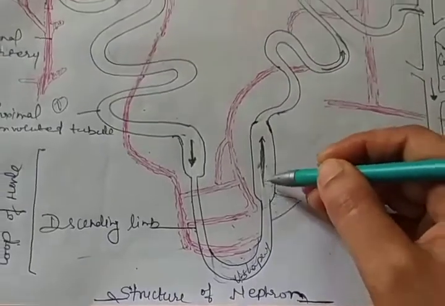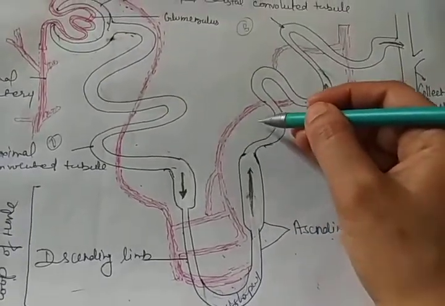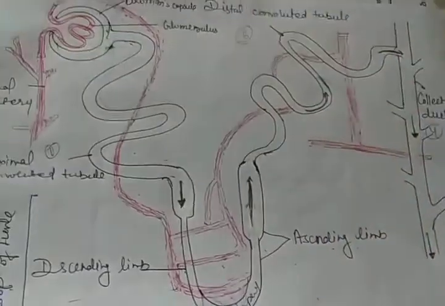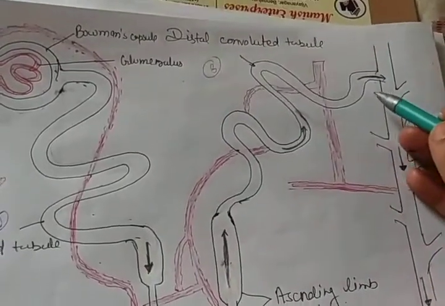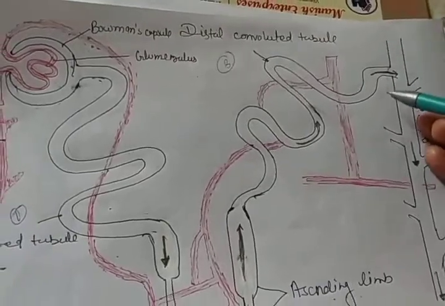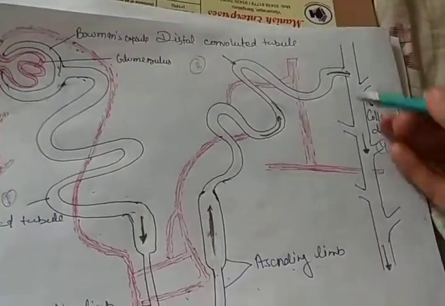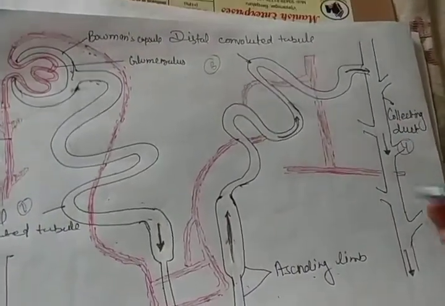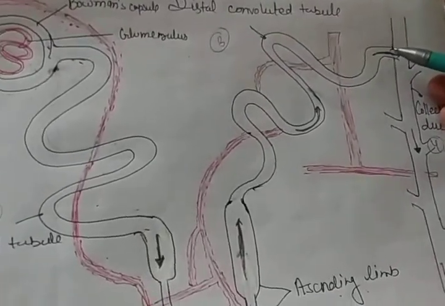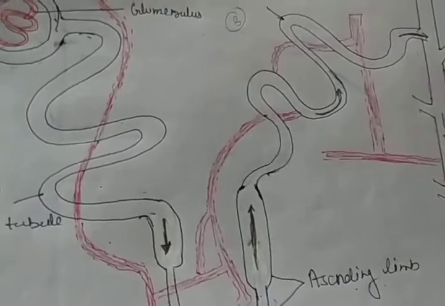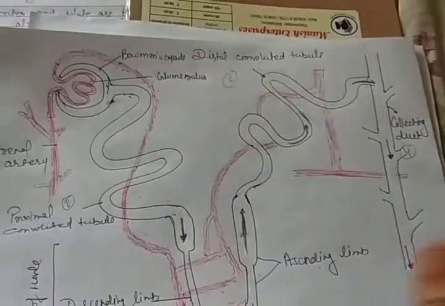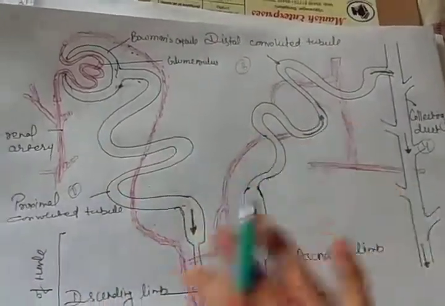Okay, and then the loop of Henle leads into the distal convoluted tubule. Now the distal convoluted tubule of each nephron leads to the collecting duct, and the collecting ducts together form the renal pelvis. So this is the structure of the nephron and the functions of various parts of the nephron.